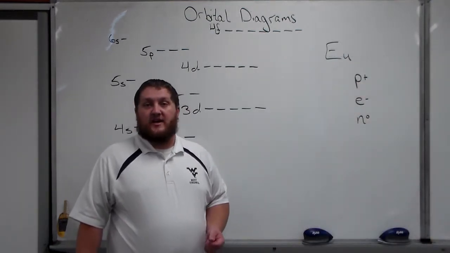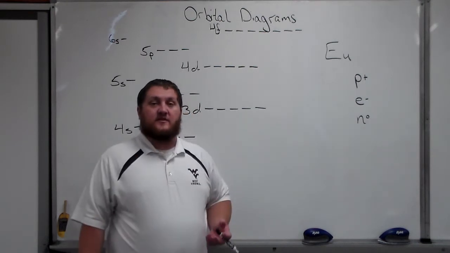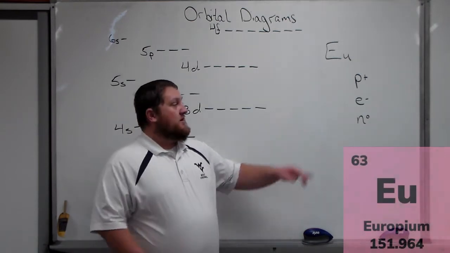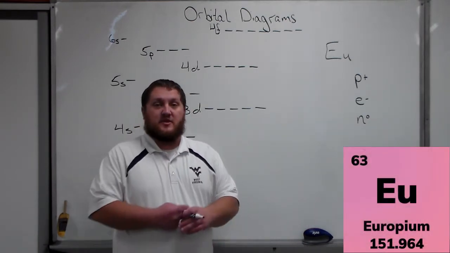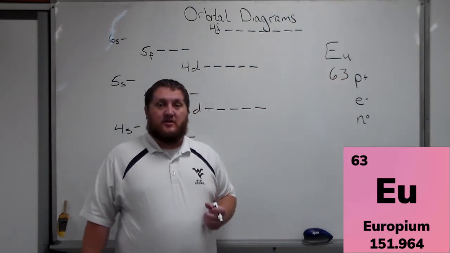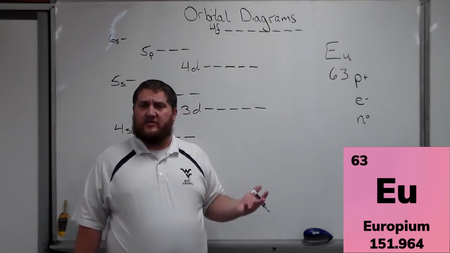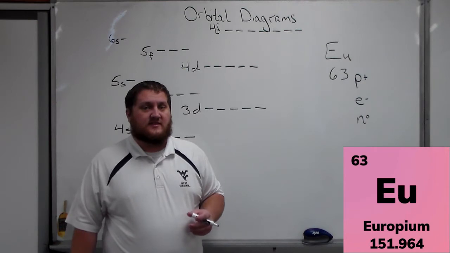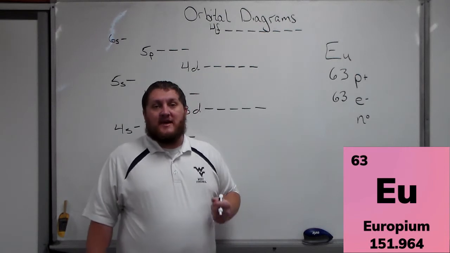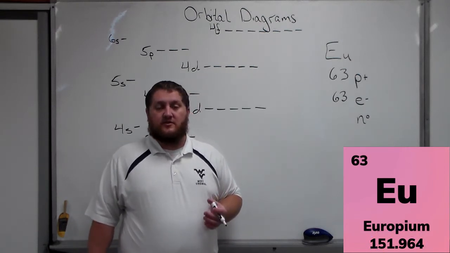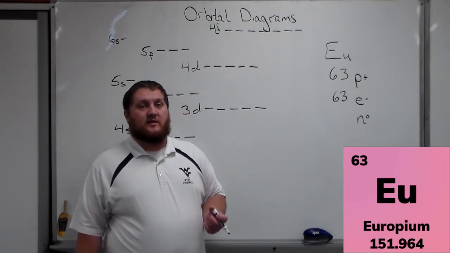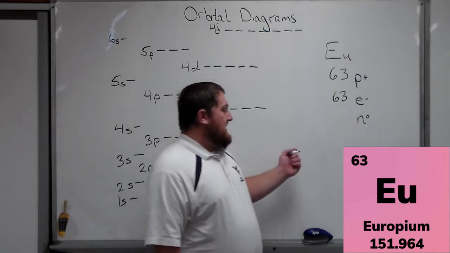The element we're going to make an orbital diagram for is Europium, Eu. The first thing we're going to need are the numbers of protons, electrons, and neutrons for Europium. Europium is atomic number 63, which tells me it has 63 protons. Because it's neutral and I haven't shown a charge, the electrons will be the same. The mass number for Europium is 152. So to get neutrons, I take 152, the mass number, and subtract out the atomic number of 63, and I'll get 89.